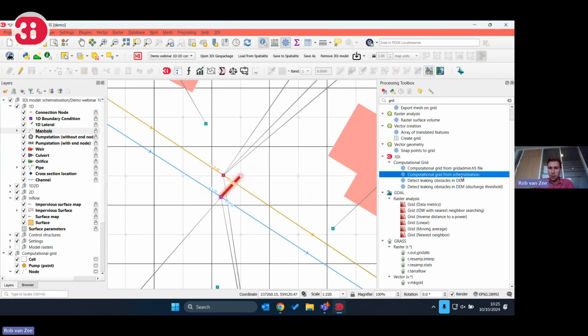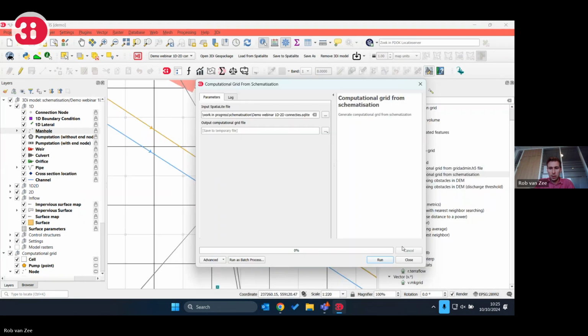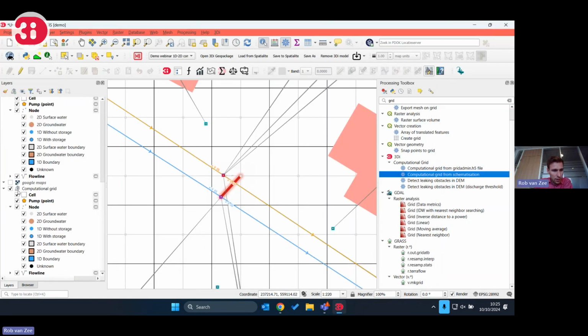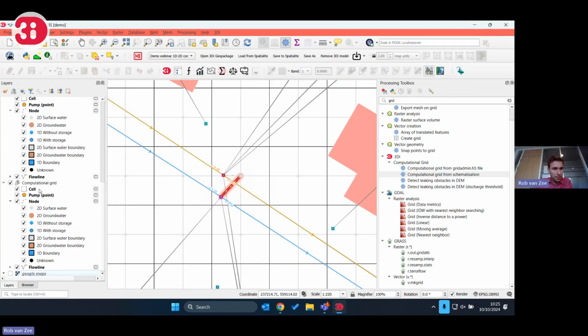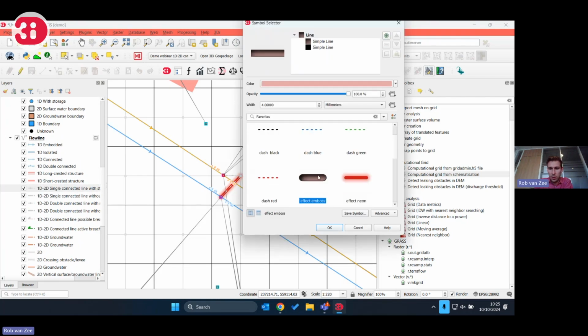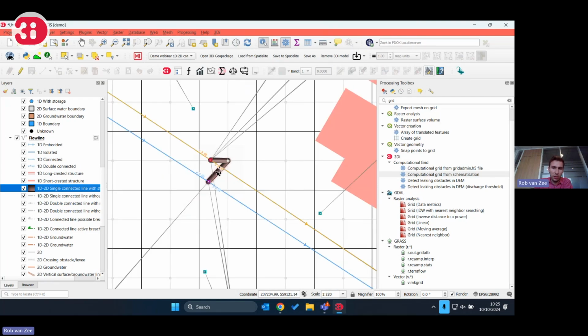Saved. Then we're going to compute the grid again. Okay, I think this is the new one. Yes. So I'm going to put that above the old one. The same lines. Again, there's a black line. And now you can see there are two 1D, 2D couplings with this grid.